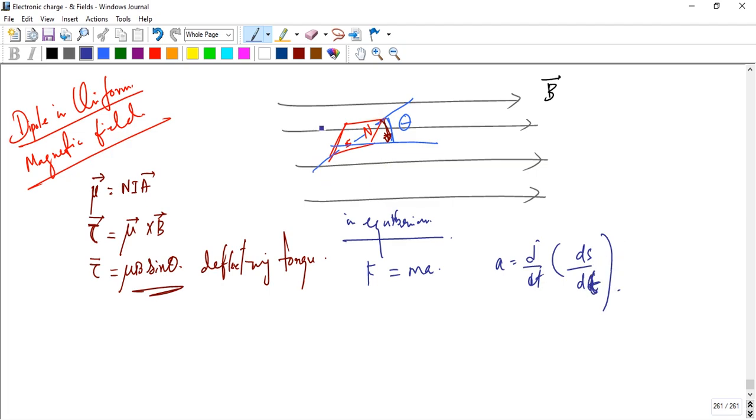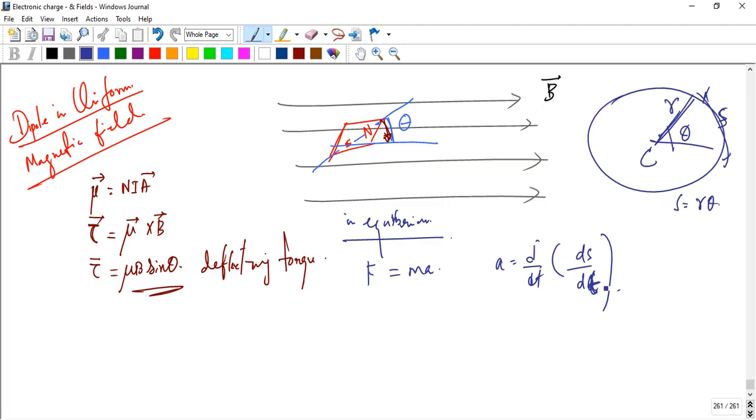So there is a rotation, it looks like a circular path. This rotation is along a circular path. That's the center of the circle, that is the arc. The arc is s, the angle is theta, and r is the radius. So you know that s equals r theta. So here the acceleration is d dt of ds by dt. S represents r theta, and r is a constant. So we get d2 theta by dt2. That's the acceleration.